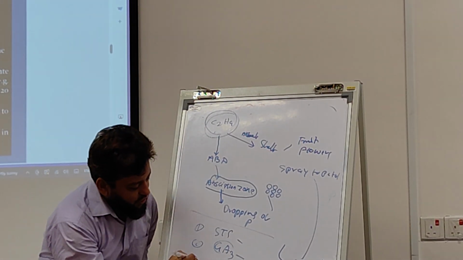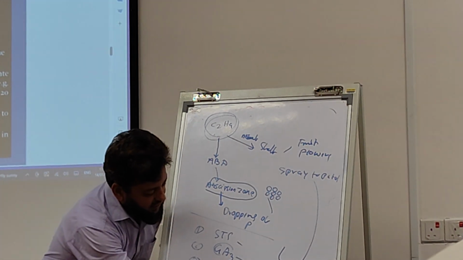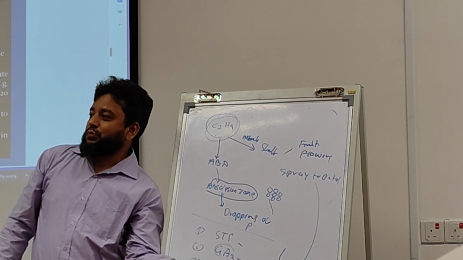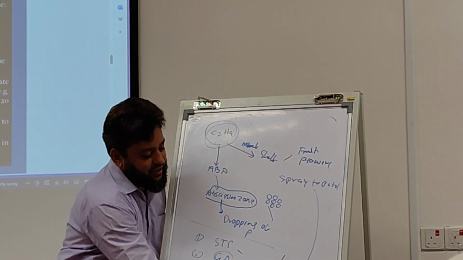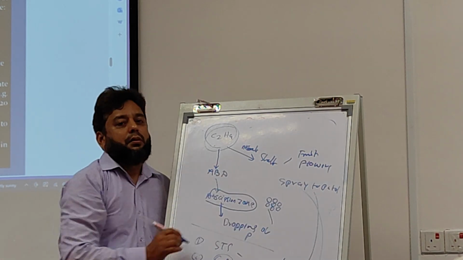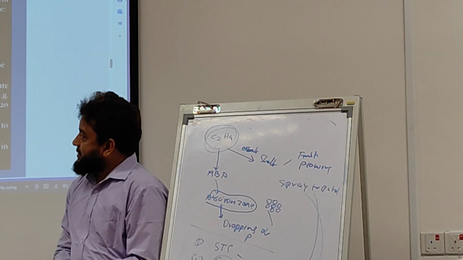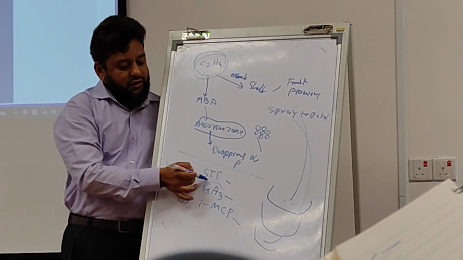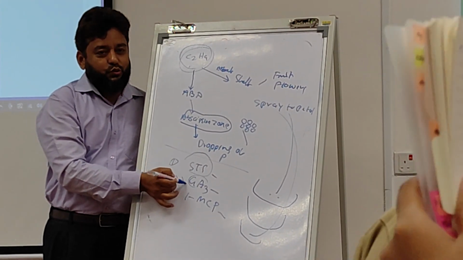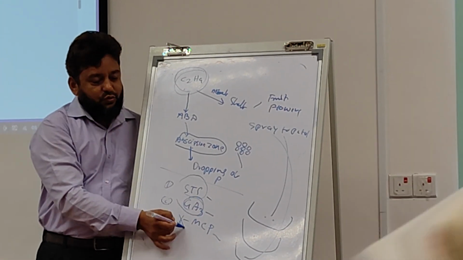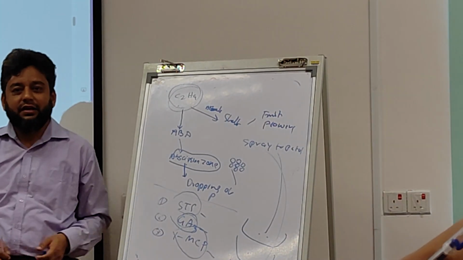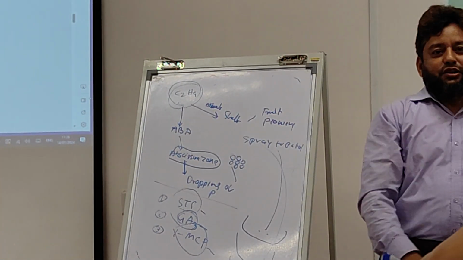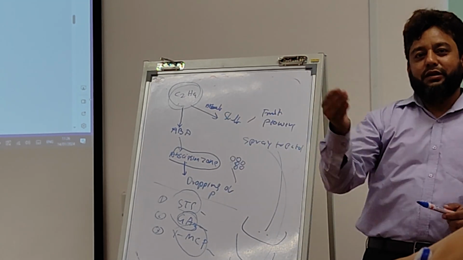Number three, we can also use 1-MCP, 1-methylcyclopropene. Same also, we can make a solution and then spray it to the petal. In this way we can also improve the shelf life, right? So number one we can apply STS, number two we can apply the GA hormone, and number three we can apply 1-MCP. If we apply all these, then we can slow down the activity of ethylene and also ethylene production, right?